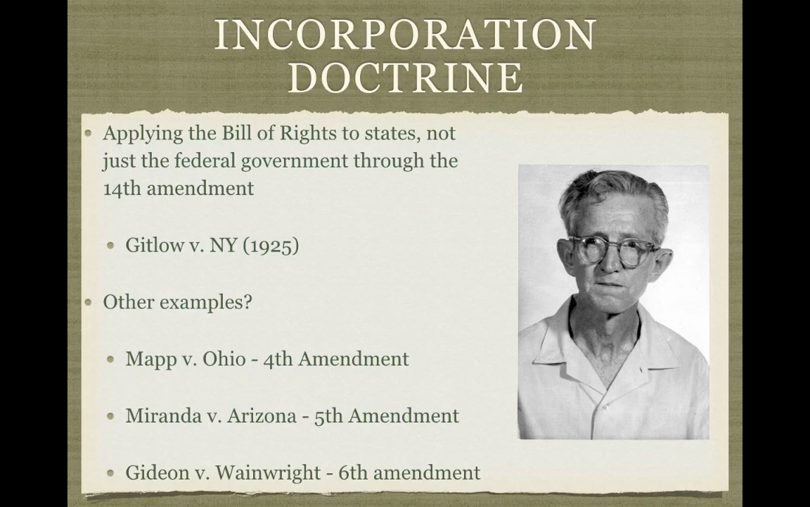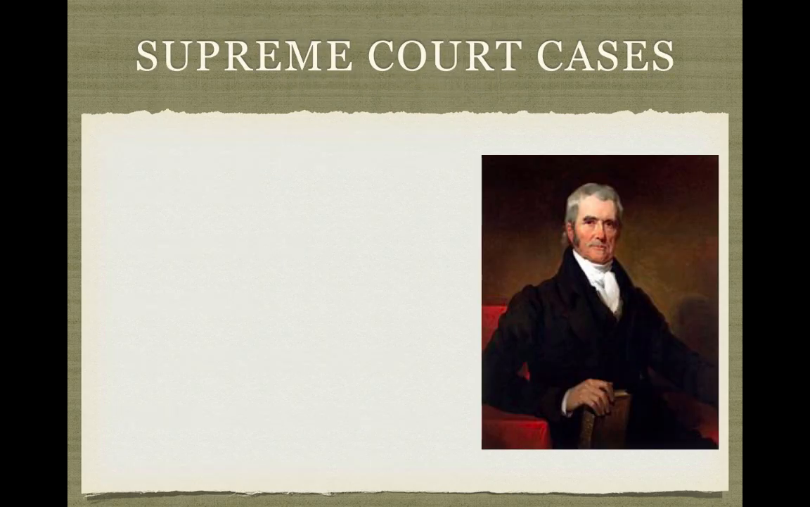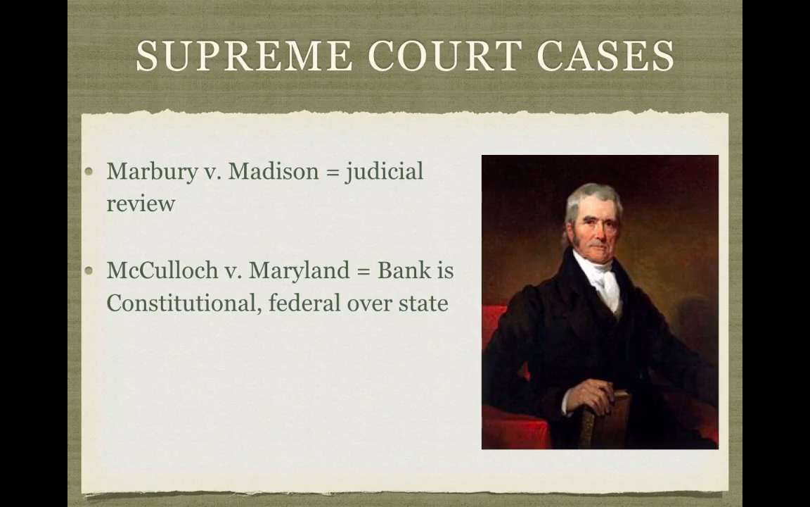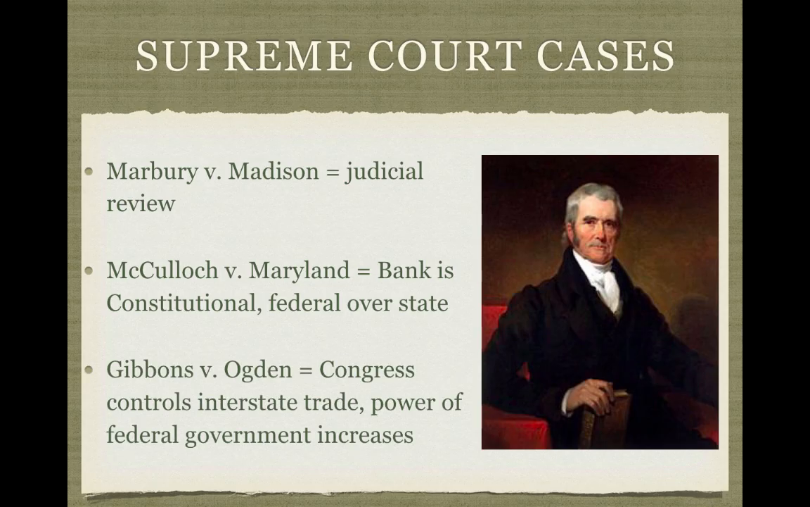Through court cases, the Supreme Court has applied the Bill of Rights to state governments as well as the federal government. Okay, bunch of Supreme Court cases you should know. Marbury versus Madison established judicial review. What is it? Yeah, you know it, you little genius. It's the ability to declare a law unconstitutional. Don't forget about McCulloch v. Maryland, which said that the Bank of the United States is constitutional, and this helps establish federal over state supremacy. And Gibbons versus Ogden states that Congress controls interstate trade, or trade between two or more states. And this also increases the power of the federal government. All three of these court cases are under the reign of Chief Justice John Marshall, seen here.